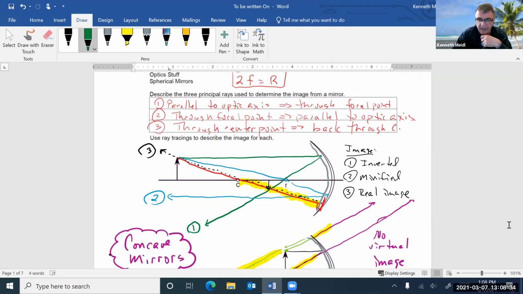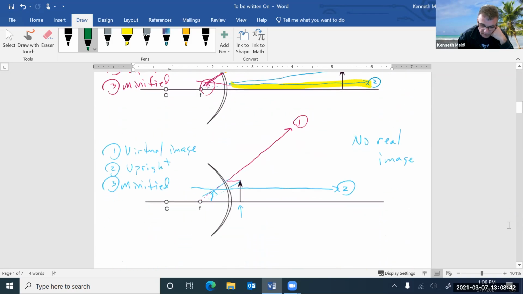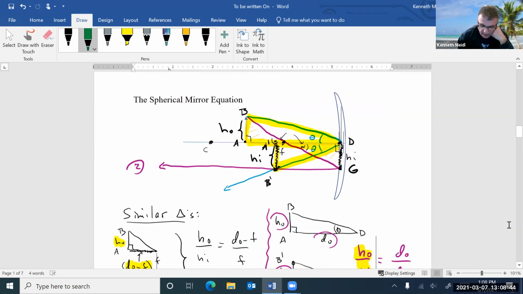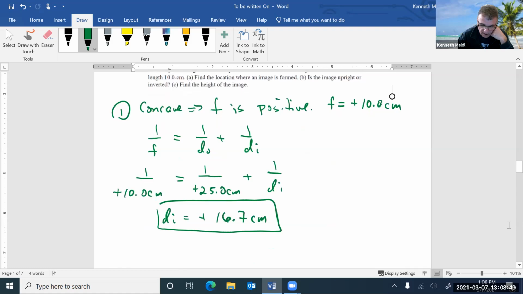So I should get here something that's going to be small. It should be inverted, and it's real. And that's exactly what we've got here with the mathematics. And so when we work this out, this is real. This is a real image because of that positive sign.